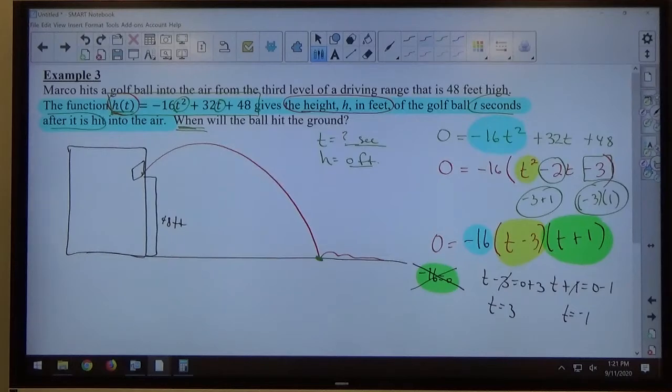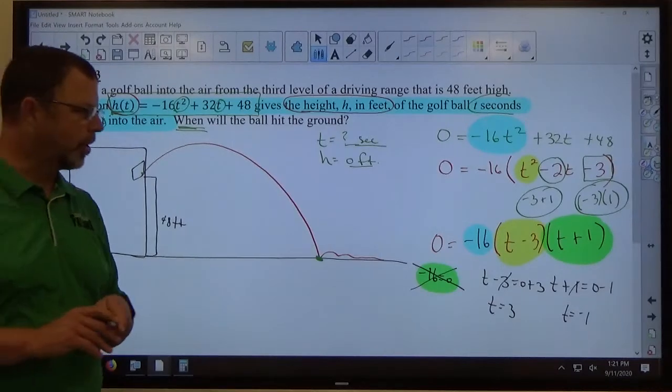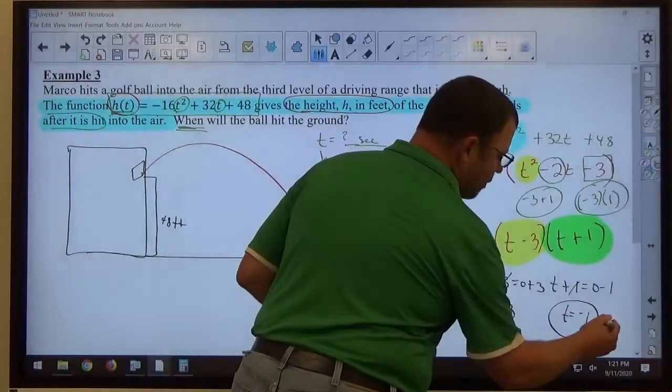Okay. Now, when you're dealing with a real world problem involving parabolic motion, negative times don't count. Negative is before the problem existed. The problem starts when time equals 0. So if I get a negative time on one of these problems, I'm probably going to throw it out most of the time.